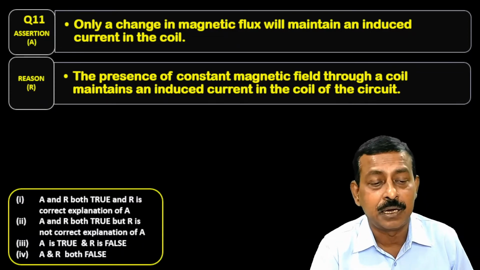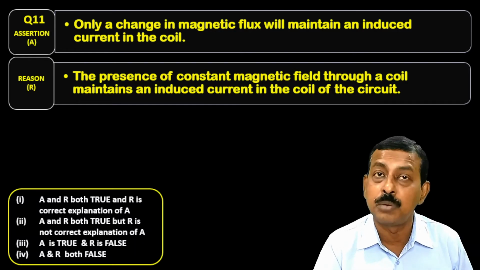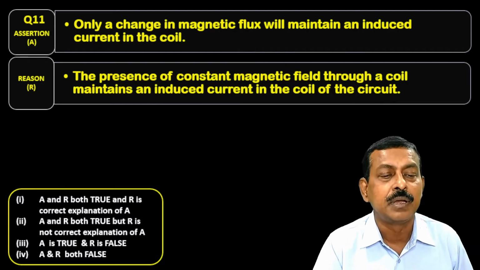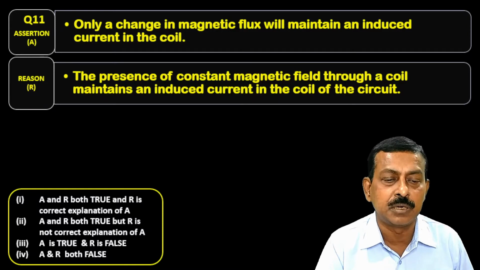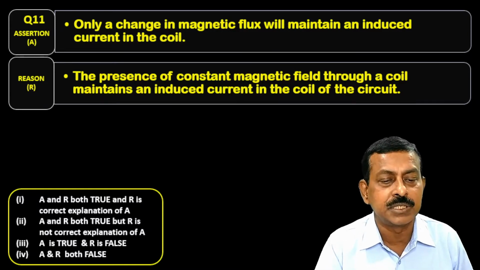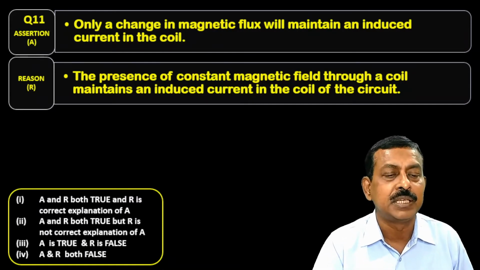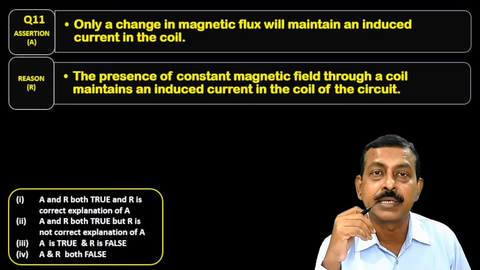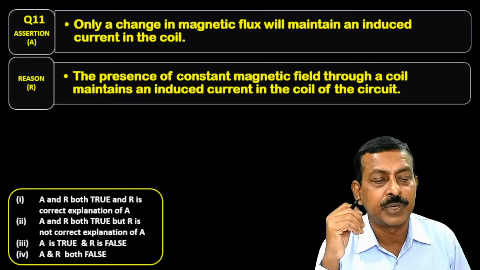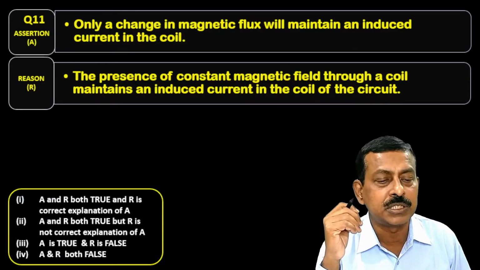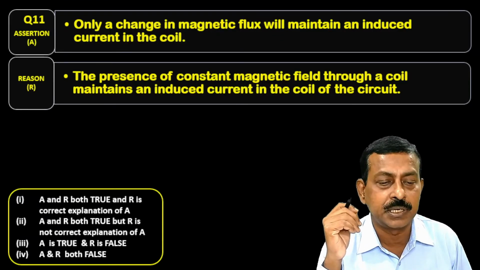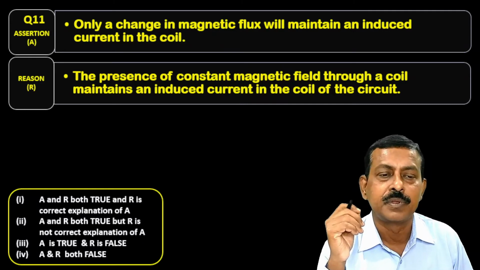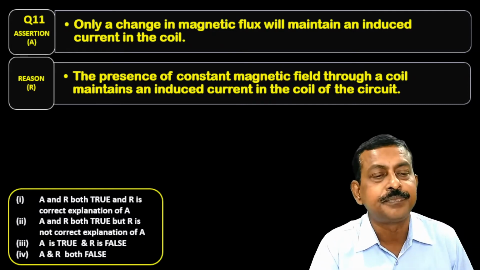Now, again, let's see what are the options given there. First option is assertion and reason both true, and reason is the correct explanation of assertion. Second one is assertion and reason both true, but reason is not the correct explanation of assertion. Third one is assertion is true, reason is false. And the fourth one is assertion and reason both false. So now let's see the question.